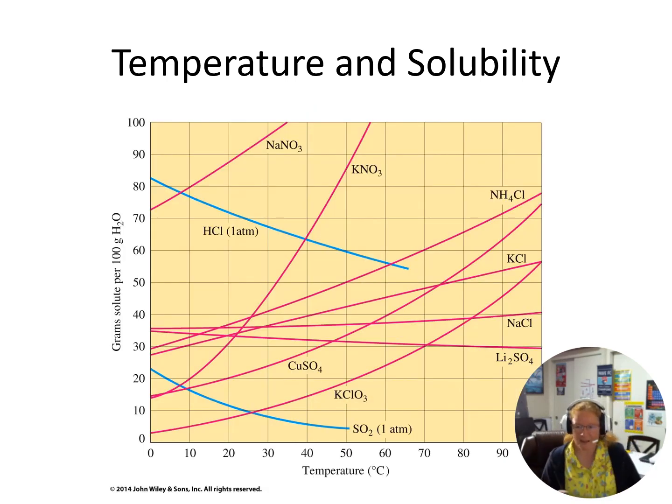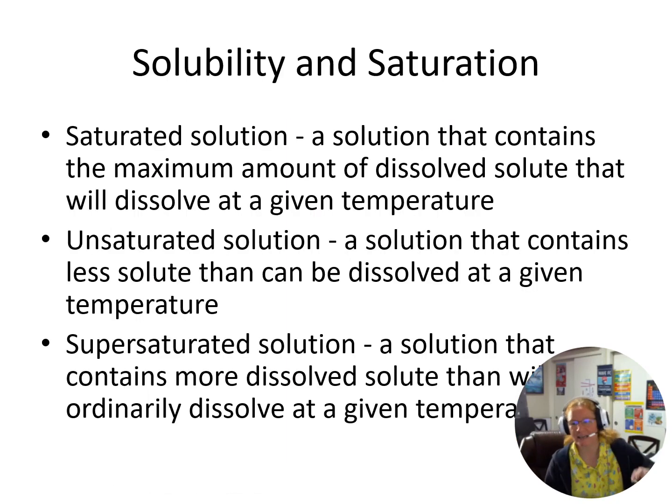Okay, and then remember with gases, increasing the temperature lowers the solubility. So the two blue lines on here are two gases, and you can see that those absolutely go down with the temperature. So we can get three different types of solutions: a saturated solution, an unsaturated solution, and a supersaturated solution. Saturated just means we've reached the limit of solubility. We can't get anything more to dissolve. If I try to dissolve anything else, it's just going to sit there.